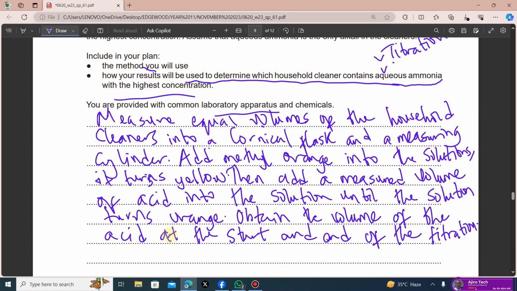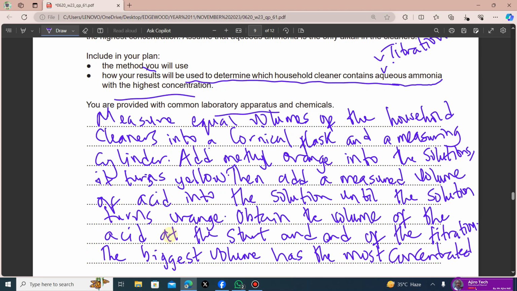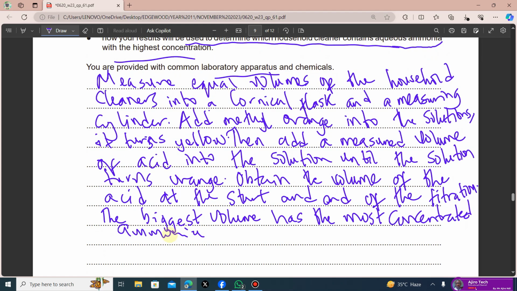Okay, so the biggest volume used is the most concentrated ammonia. So let's write this properly: the biggest volume has the most concentrated ammonia.